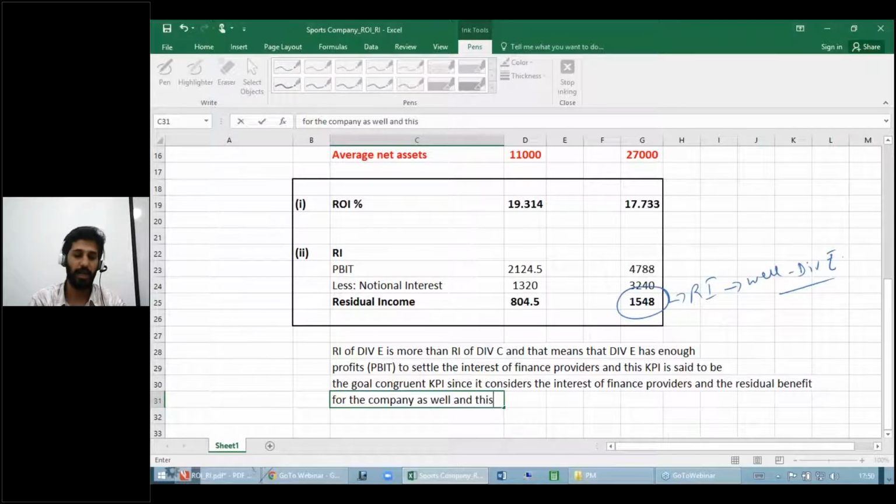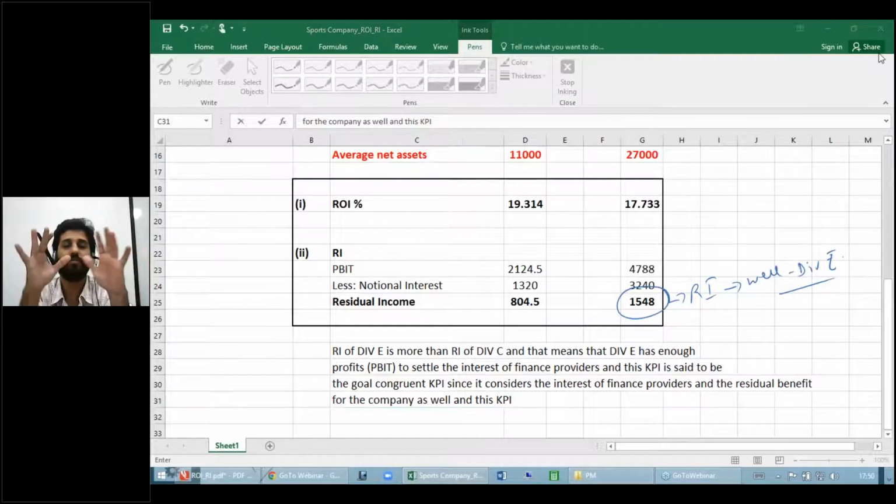And this KPI is also in line with the time value of money concept. That is, low cost of capital means lower discount value, means low discount factor, means high NPV and high RI. So this KPI should be used to analyze the performance. I'm just commenting on the results of RI. So I am writing something in favor of RI, because the question is demanding here.